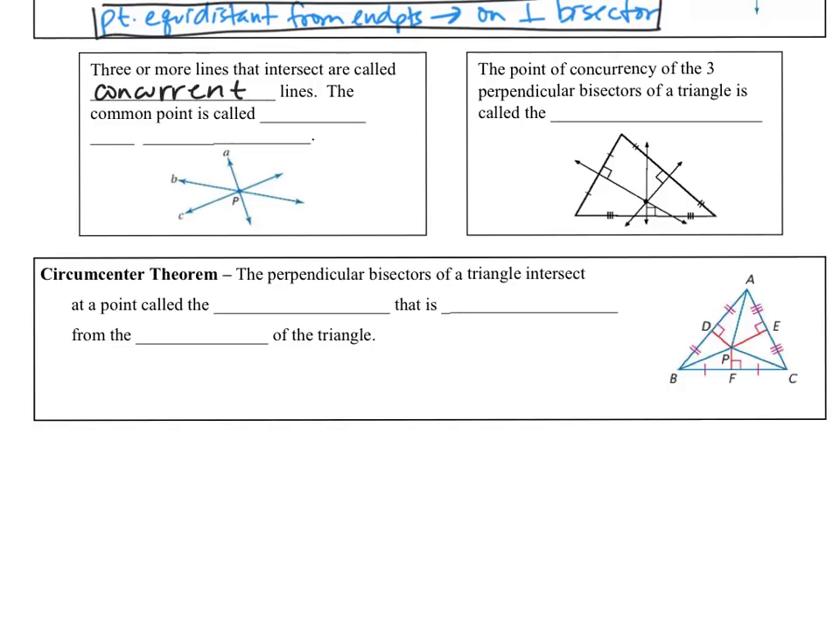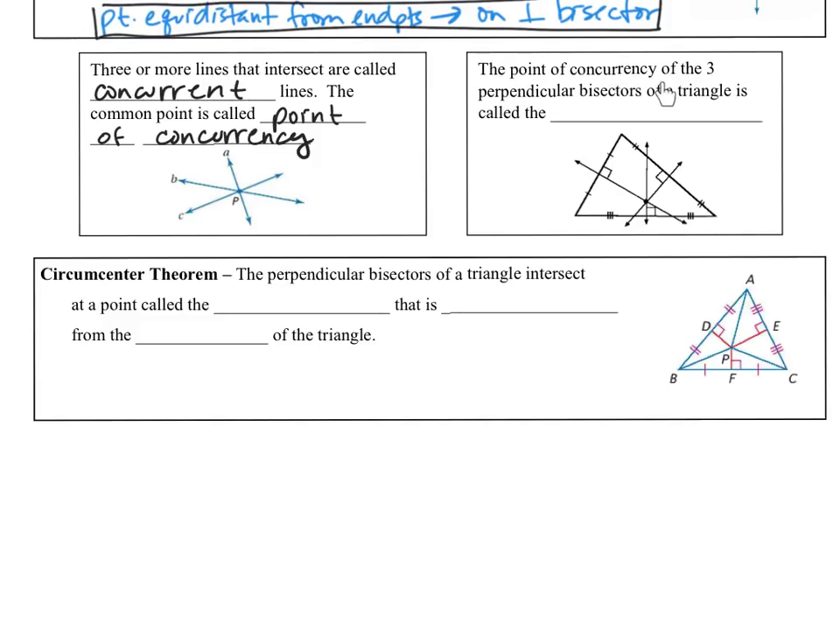C-O-N-C-U-R-R-E-N-T. So when three or more lines intersect, they are called concurrent. Like in this picture, we have three lines that intersect at one point, and that point has a name. It is called the point of concurrency.